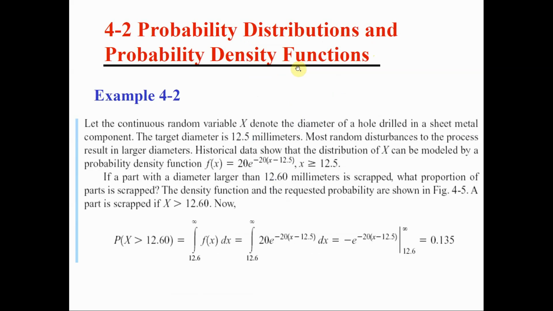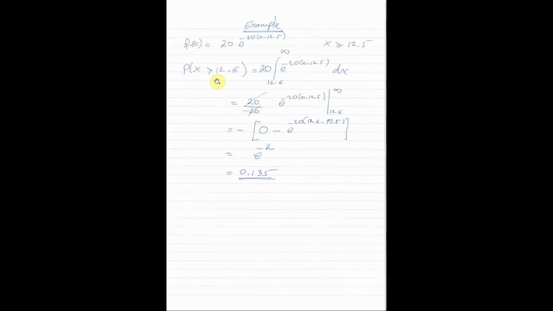What is the question? The question is, what is the probability that the diameter turns out to be 12.6 or more? What is the probability that our variable x is greater than 12.6? Of course, if we have an equal sign, it will not change anything. As we explained to you earlier, we need the probability that x is greater than 12.6.